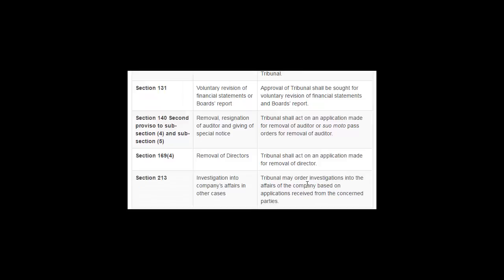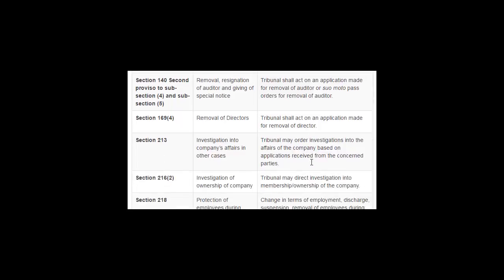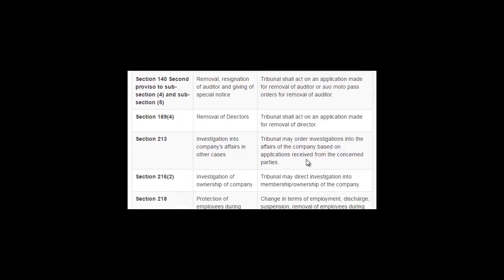Section 169(4), sorry, section 169(4) corrected, removal of directors. The tribunal shall act on an application made for removal of a director. So if a director is not removing or does not want to get removed, the same shall be done through an application to the tribunal itself.